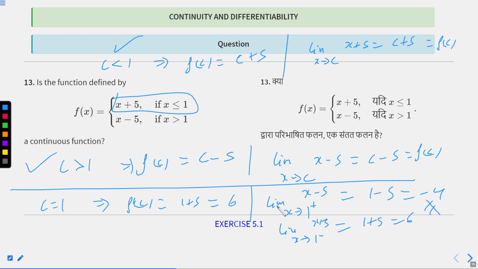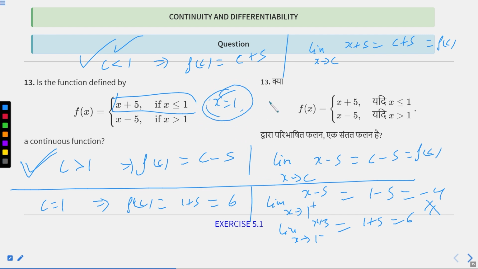Both not equal. This means discontinuous. So it is discontinuous at x is equal to 1. Okay, so not continuous, not completely continuous. It is continuous at every point less than 1, greater than 1, but it is discontinuous at x equals 1. Okay, clear? Okay, I hope that it is clear to you.